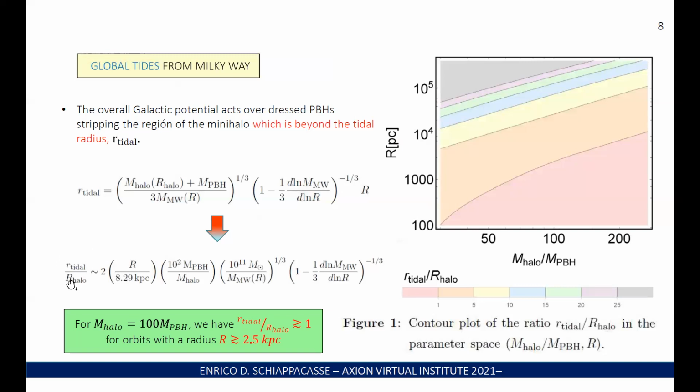If this ratio is larger than 1, that means the dressed primordial black hole is resistant against global tides from the Milky Way. From this contour plot, in the parameter space of the minihalo mass in terms of the central primordial black hole mass and the orbital radius, we see that most of the minihalos are safe from global tides from the Milky Way in most of the parameter space. And we also see that the larger the minihalo mass in terms of the central primordial black hole mass and the smaller the galactocentric radius, the stronger this disruption effect is.